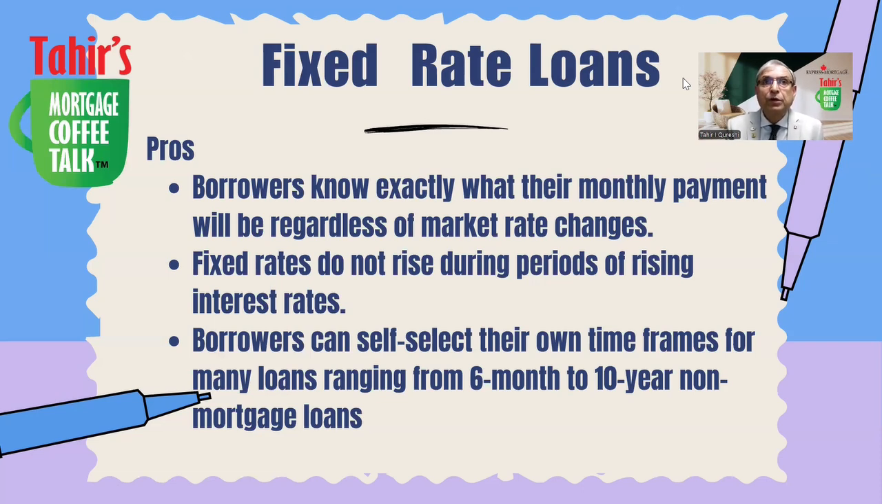The fixed rates do not rise during periods of rising interest rates. So that means if you have committed, whatever rate that you have, the duration of the loan is fixed. It will not rise because interest rates are going up. Borrowers can self-select their own time frame for many loans ranging from 6 months to 10 years, non-mortgage loans. It all depends what loans. You can negotiate any terms you want.